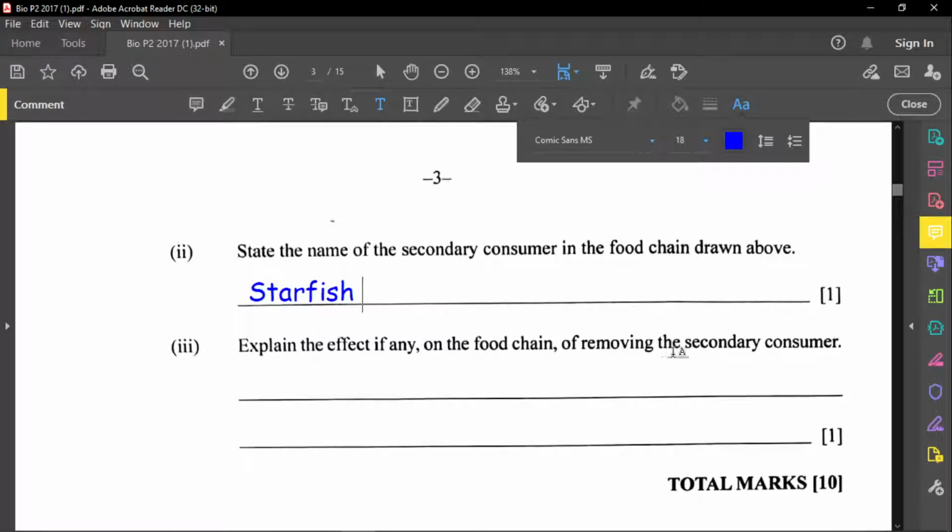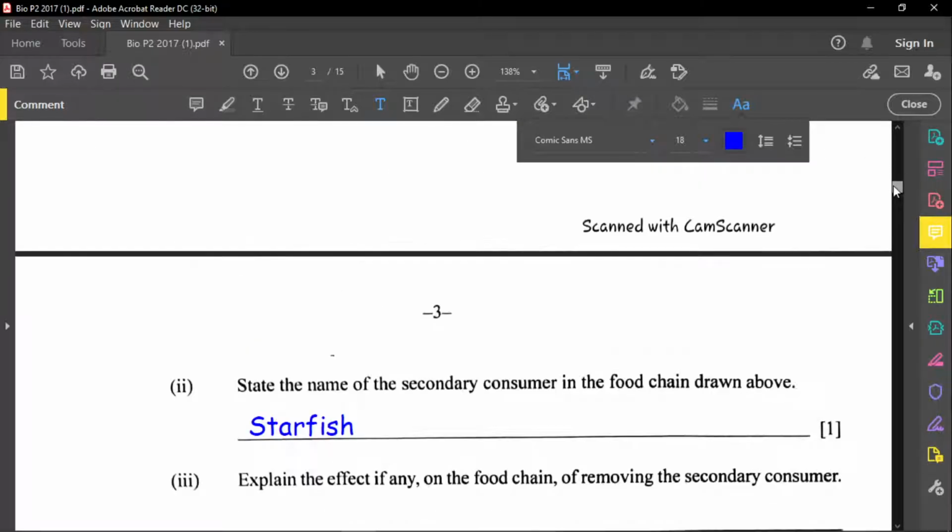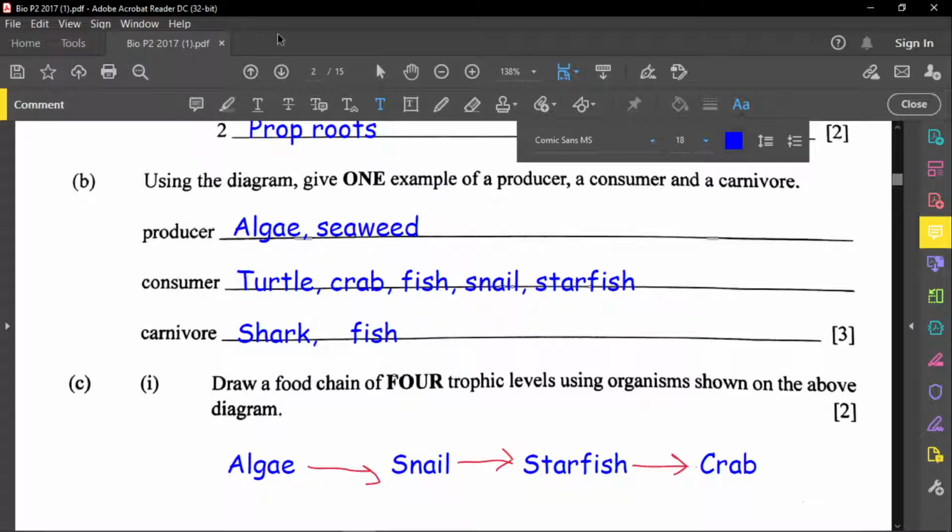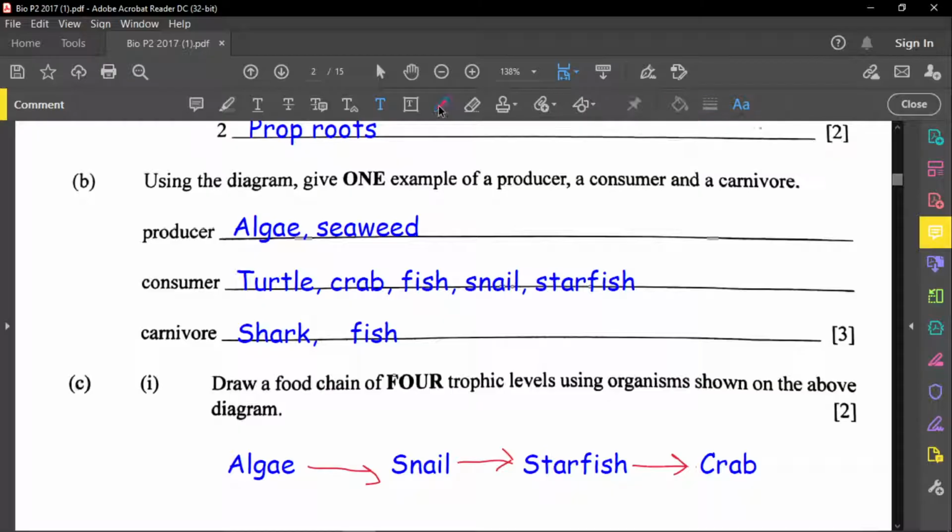And in part 3, it says explain the effect, if any, on the food chain of removing the secondary consumer. So in other words, if you take out the starfish, we'll look at this now carefully. If you should remove the starfish, let's put an X through the starfish. If you take the starfish out, there's nothing eating the snail. So the population of snail will increase and the algae will decrease, okay? So that's exactly what will happen here. So let's put that in as our answer.